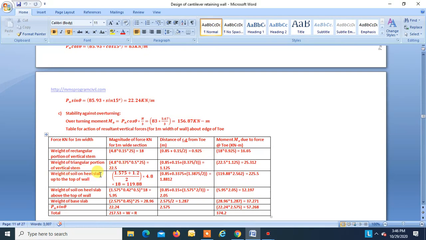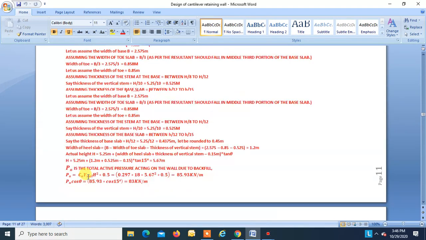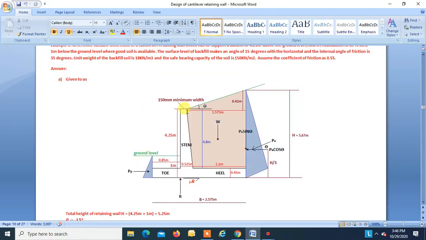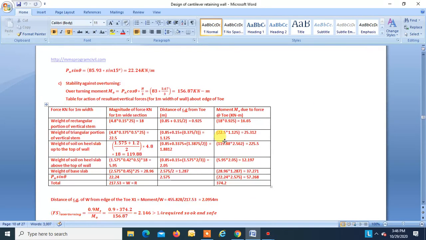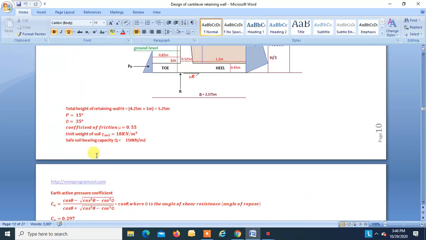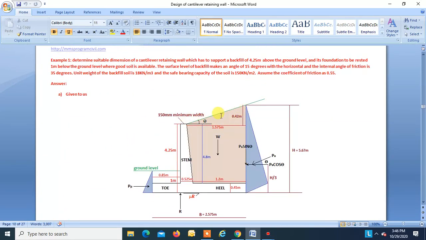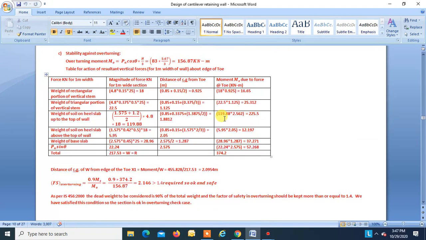Weight of soil on the heel up to the top of the wall. So we are taking this section, right? Simply take the average width, 1.2 plus 1.575 divided by 2, into 4.8 into soil density. That is going to be the weight. Now weight of soil on the heel slab above the top of the wall. So now we will take this area, which is 1.575 into 0.42 into 0.5 into soil density. So we'll get that weight.